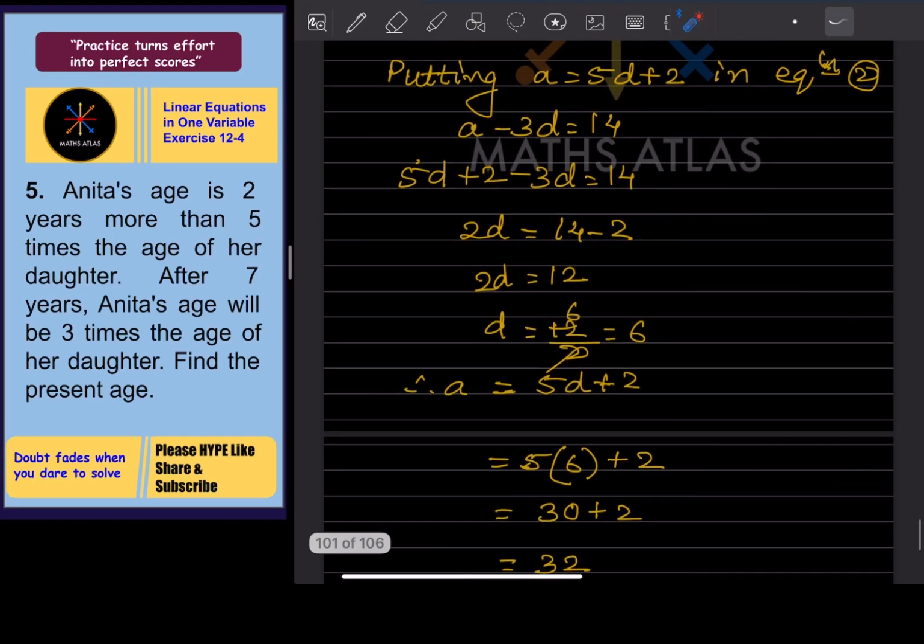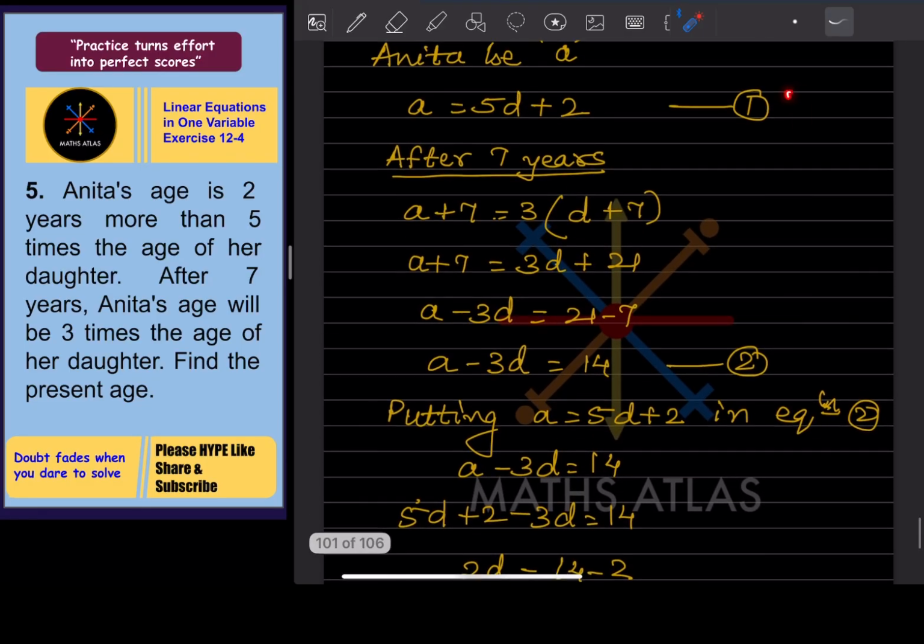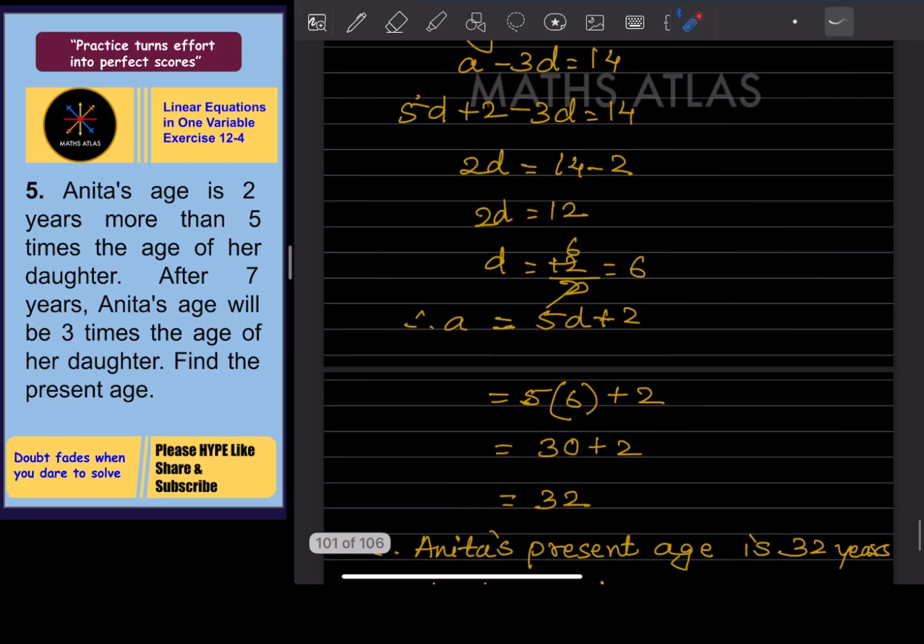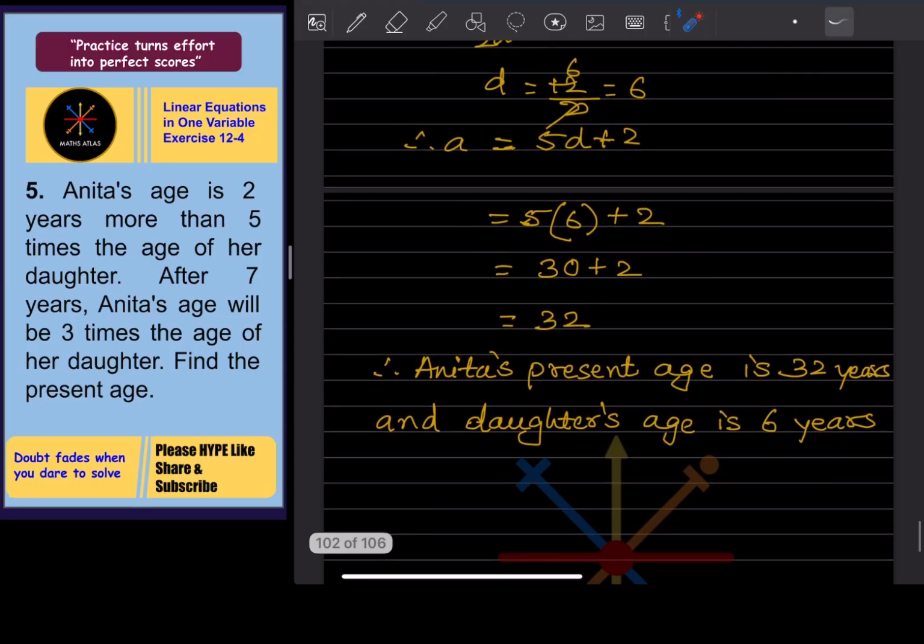So now we got the value of D as 6. Now we want the age of A, where A is Anita. We know equation number 1: A is equal to 5D plus 2. Putting 6 in place of D, the rest stays the same, so this is 30 plus 2, which is 32. So Anita's present age is 32 years, and the daughter's age is 6 years.